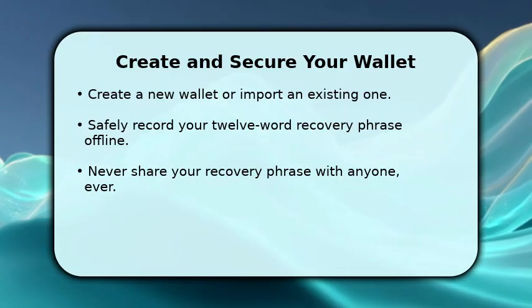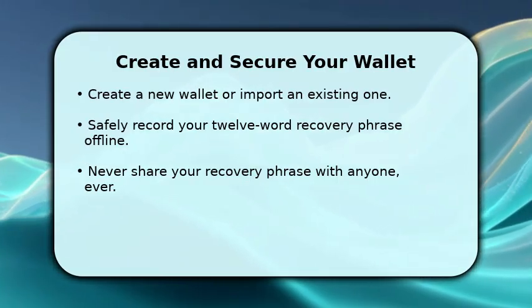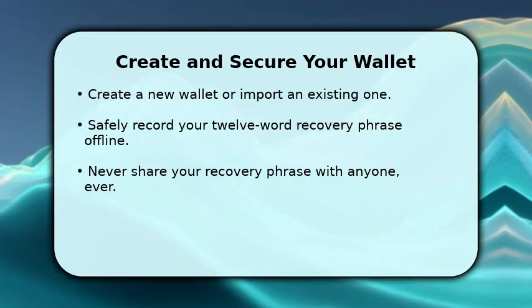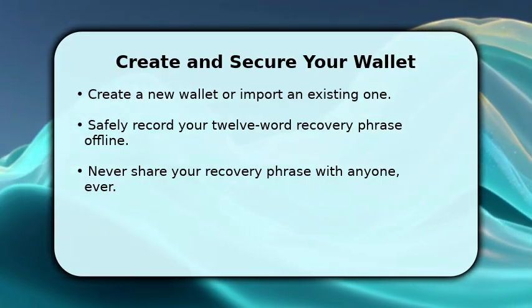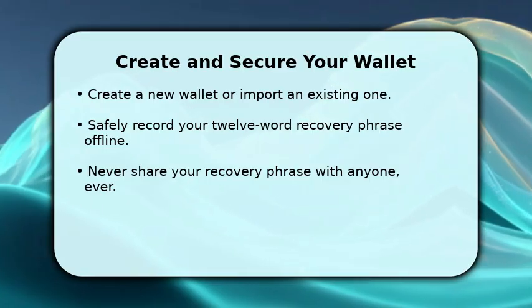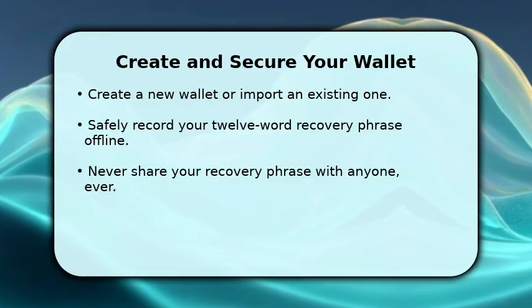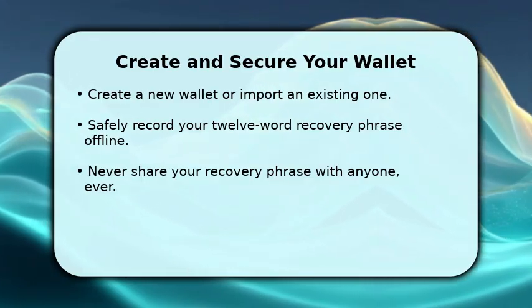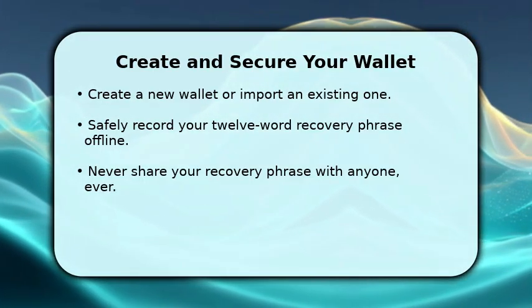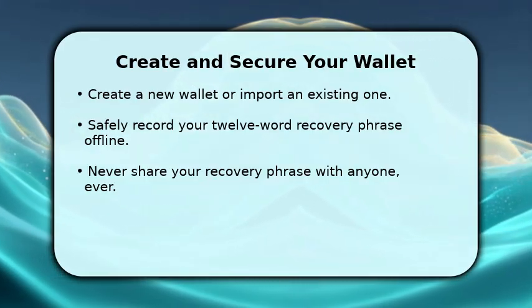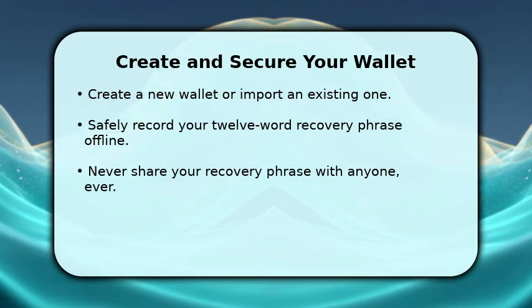Once you have the authentic app, the next step is to create a new wallet or import an existing one. During this process, you will receive a 12-word recovery phrase. This phrase is your master key. It grants full access to your funds. You must write it down physically on paper and store it in a secure, private location. Never store it digitally, take screenshots, or share it with anyone. Losing this phrase means losing your assets, and sharing it means giving away control.